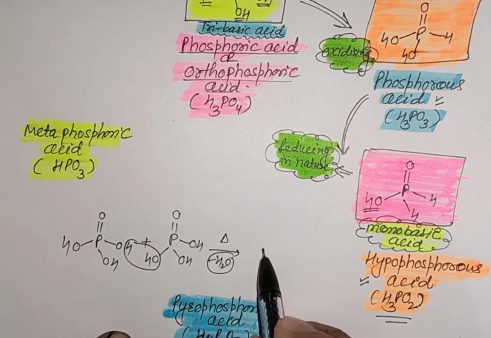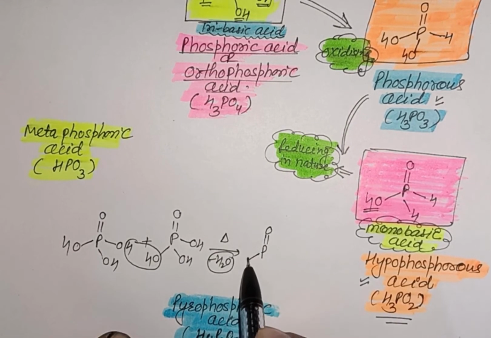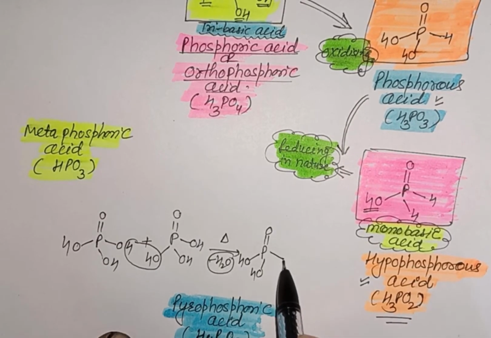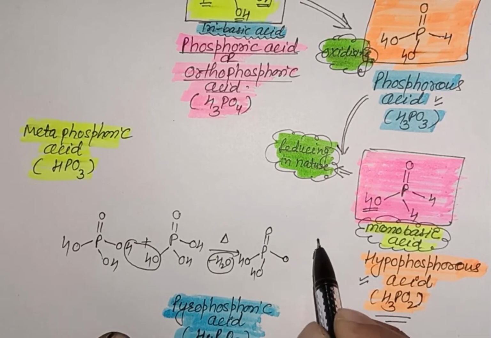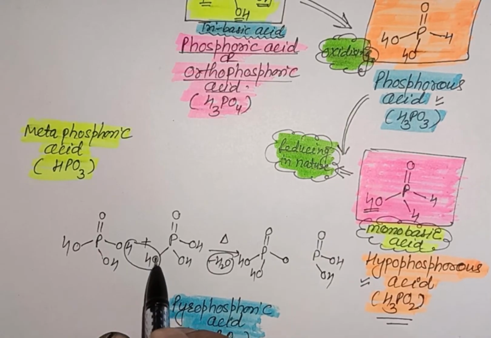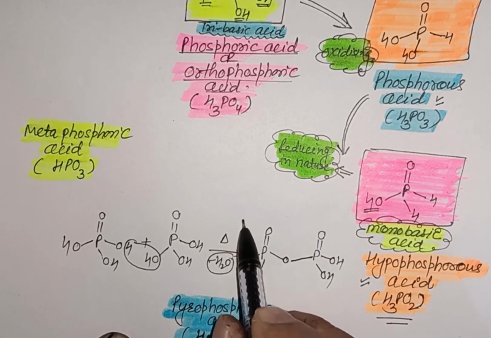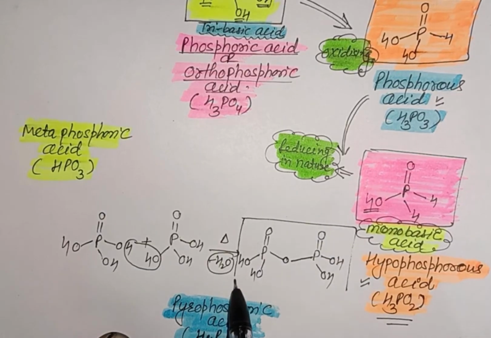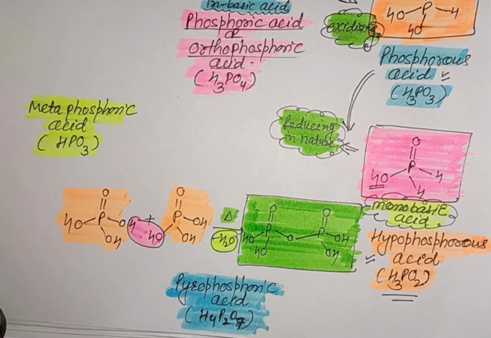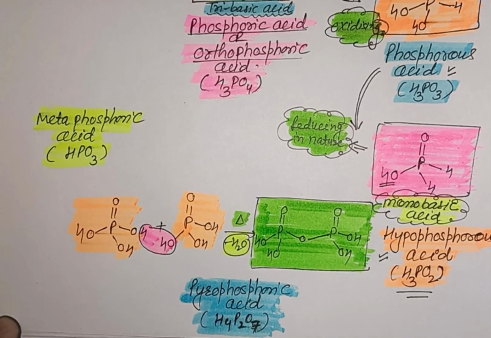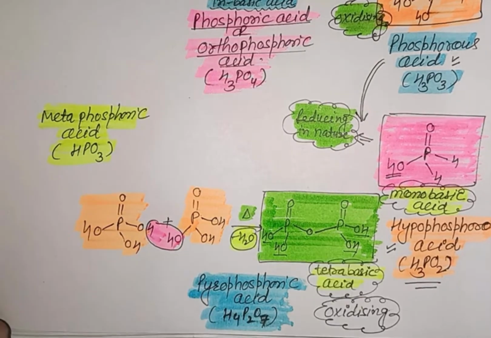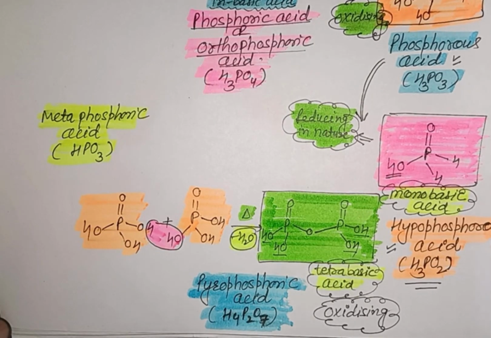In this case, the P double bond O, here is OH, this is our OH and this is oxygen left here. In the second, P double bond O, OH, here is also OH and this bond is empty. So this will join with this oxygen. This will become our pyrophosphoric acid, that is H4P2O7. Pyrophosphoric acid has 4 OH bonds, so it is our tetrabasic acid as well as oxidizing in nature.